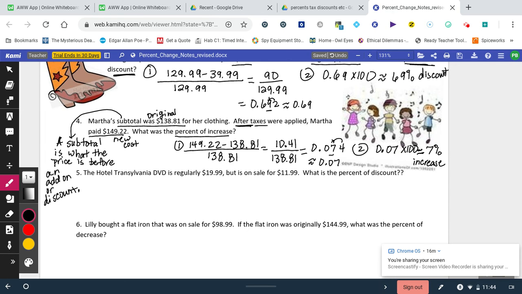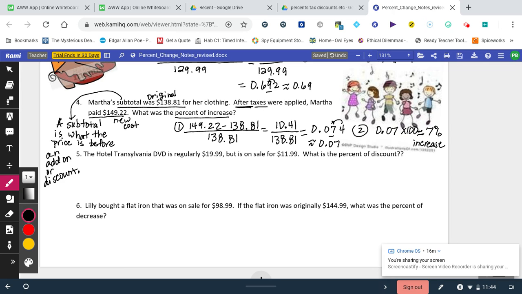All right. Let's go on and look at the last two. Hotel Transylvania. The Hotel Transylvania DVD is regularly $19.99. So that's what it is originally. When it says regularly, that means originally. But it's on sale for $11.99. So that would be the new cost. What is the percent of discount? So by what percent did it go down?